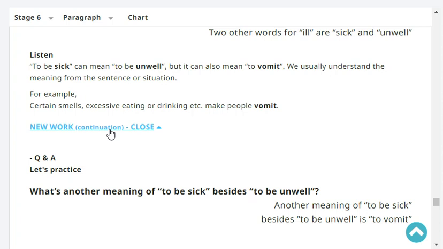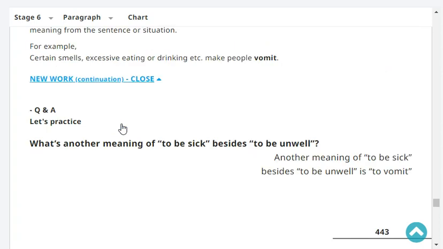Okay, next, listen. To be sick can mean to be unwell, but it can also mean to vomit. We usually understand the meaning from the sentence or situation. For example, certain smells, excessive eating or drinking, etc., make people vomit or make people sick. Let's practice. What's another meaning of to be sick besides to be unwell? Another meaning of to be sick besides to be unwell is to vomit.